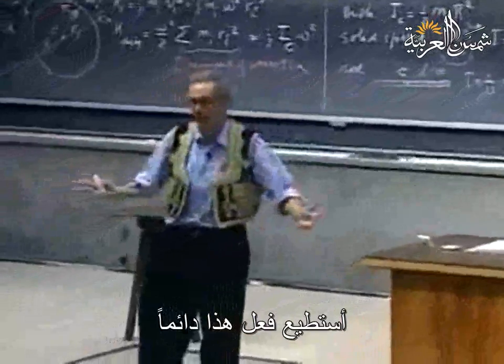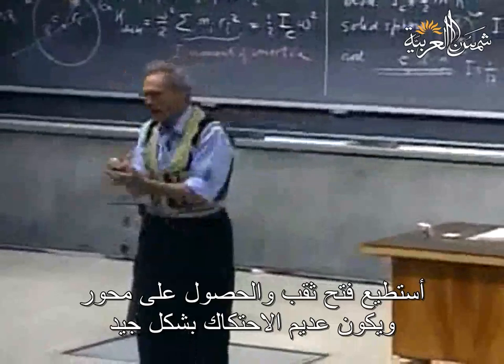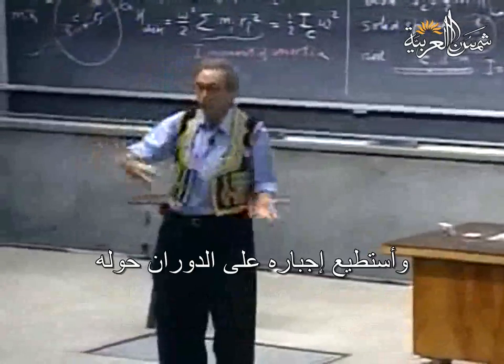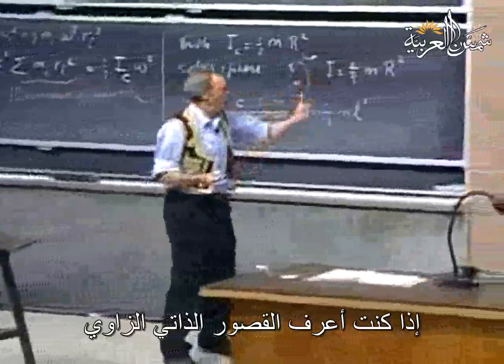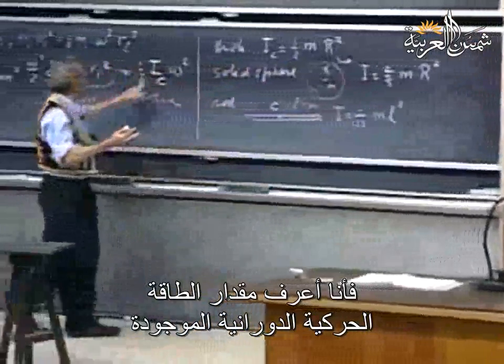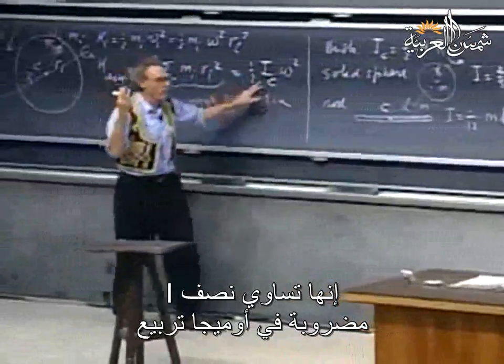I can always do that. I can drill a hole, have an axle, nicely frictionless bearing, and I can force it to rotate about that. What now is the moment of inertia? If I know the moment of inertia, then I know how much rotational kinetic energy there is. That's 1/2 I omega squared.